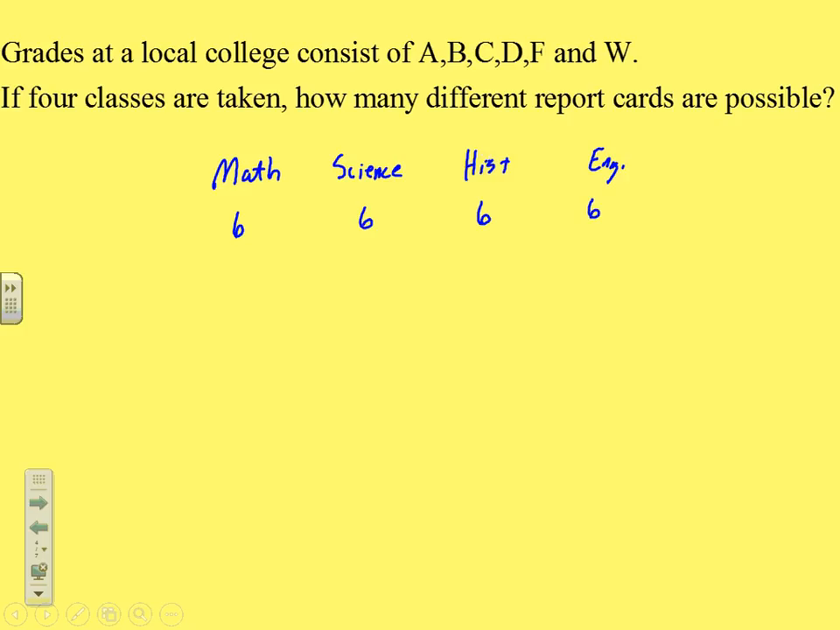But the fundamental principle of counting says we're going to take all of these things and multiply them together because these are the potential outputs that we have. So this is the same thing as saying 6 times 6 times 6 times 6, or 6 to the fourth power in this case. And 6 to the fourth power in this case would be 1,296 possible grade combinations.